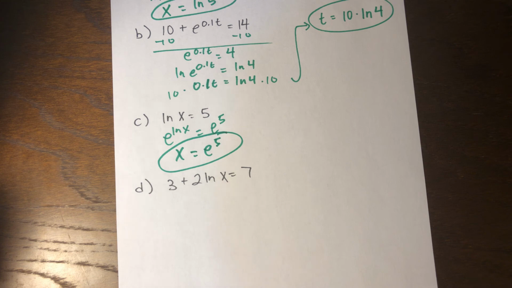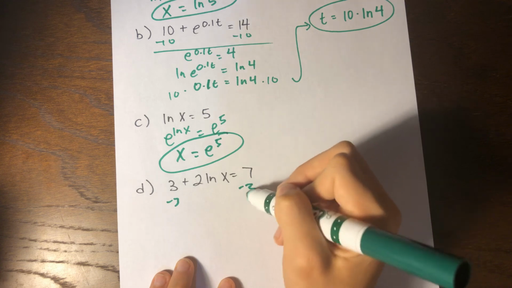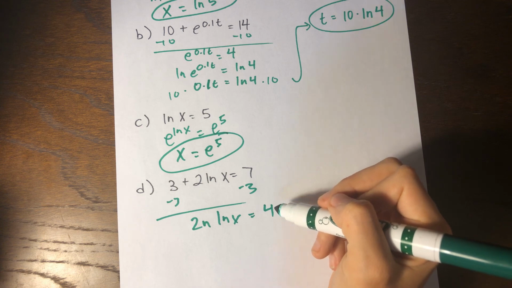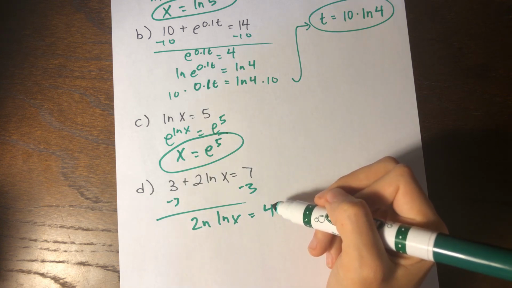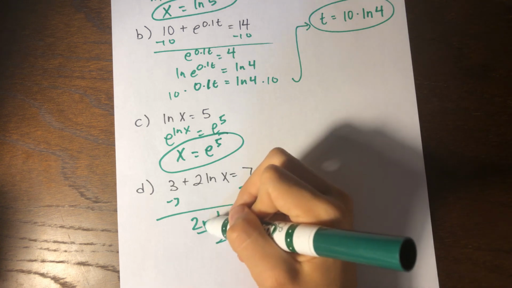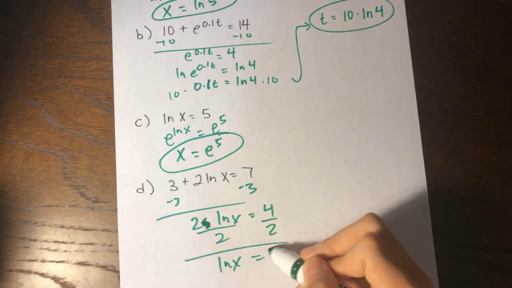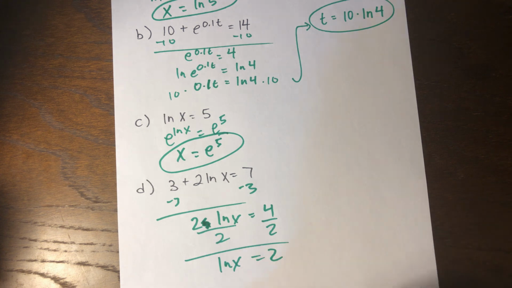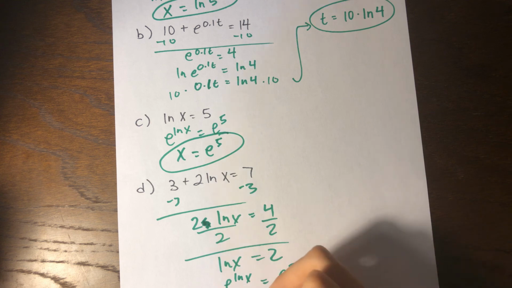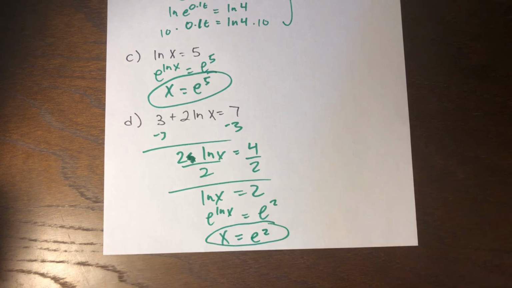The next one, I want to get ln x all by itself, so I'm going to subtract the 3. So I have 2 ln x is equal to 4. I'm going to divide by 2. Then I have natural log of x is equal to 2. So now if I rewrite this in exponential form, e to the ln x power, e to the 2nd, I know that x is e to the 2nd. Just like that.